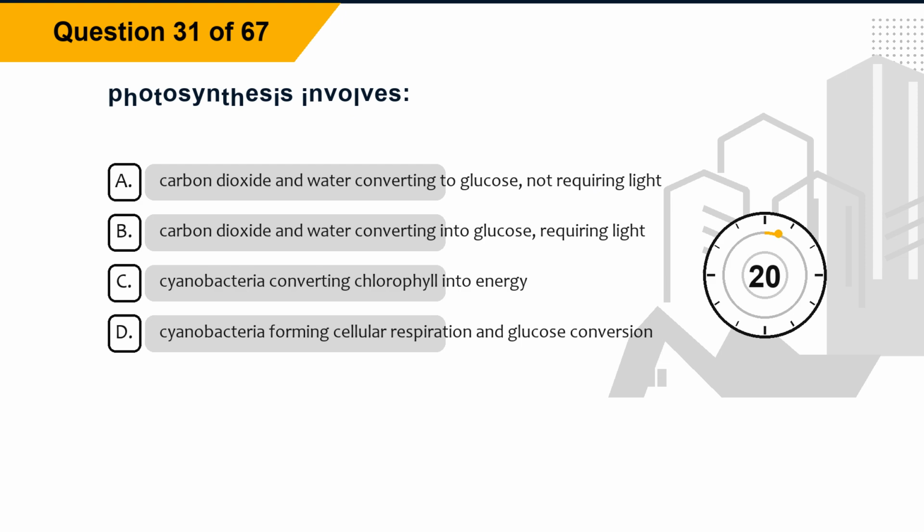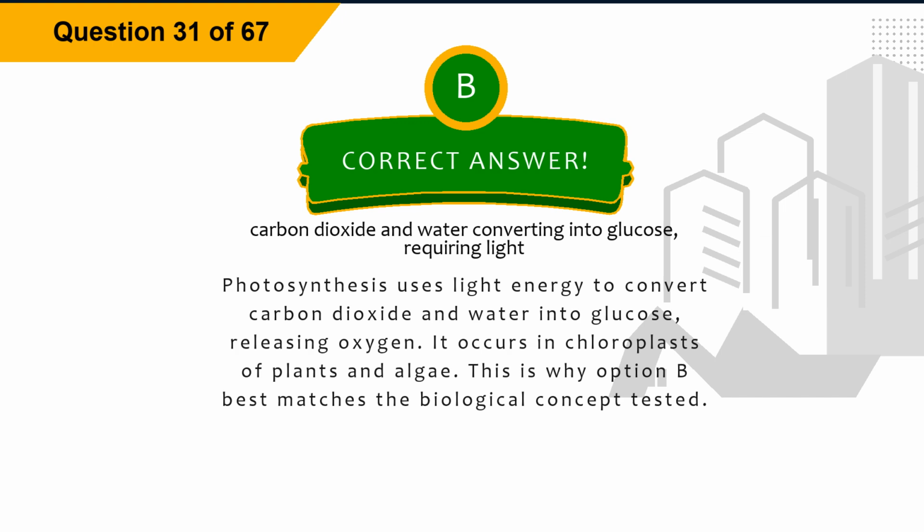Question 31. Photosynthesis involves: Option A, carbon dioxide and water converting to glucose, not requiring light. Option B, carbon dioxide and water converting into glucose, requiring light. Option C, cyanobacteria converting chlorophyll into energy. Option D, cyanobacteria forming cellular respiration and glucose conversion. The correct answer is option B, carbon dioxide and water converting into glucose, requiring light.